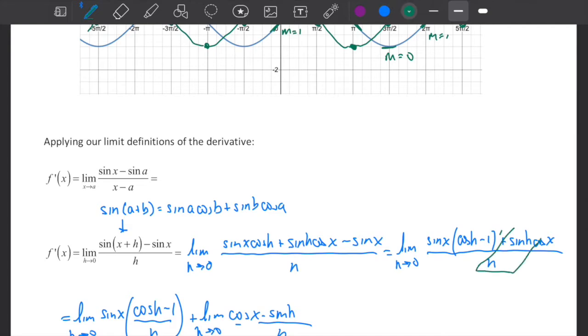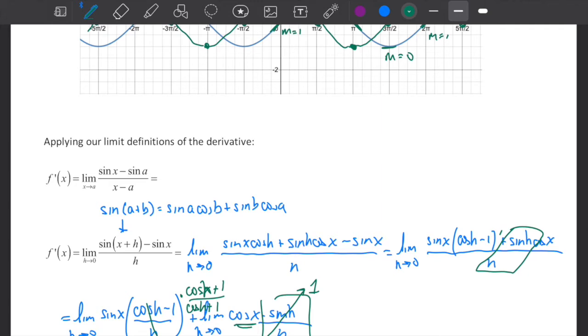So that's sine of h over h. Limit as h approaches 0 of sine of h over h, that approaches 1. We just have cosine h minus 1 over h, that approaches 0. And we can see that if we multiply by the conjugate, cosine h plus 1 over cosine h plus 1, that would give us cosine squared minus 1, which is negative sine squared over cosine h plus 1.